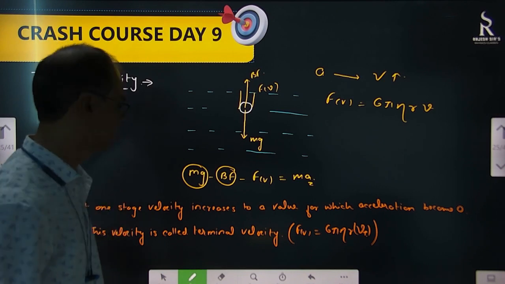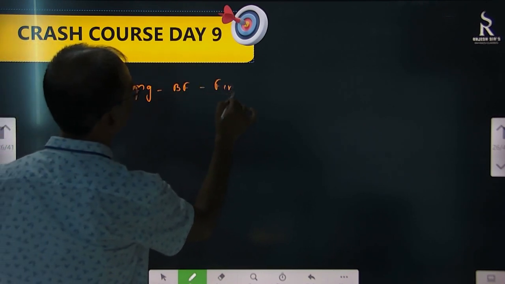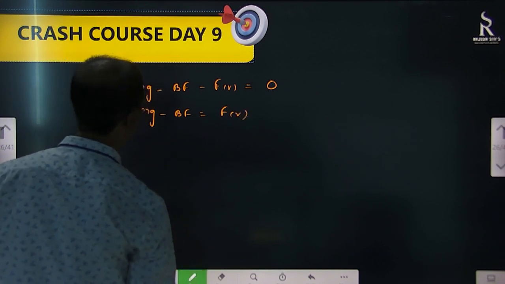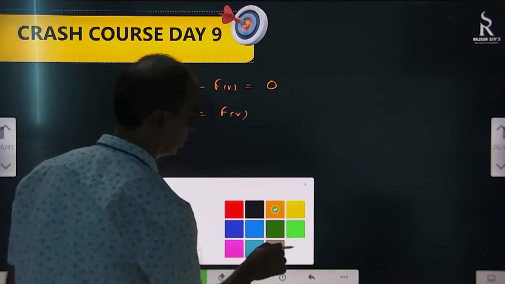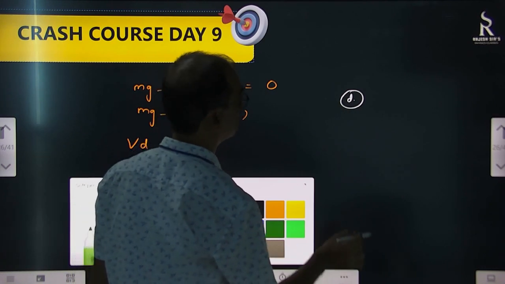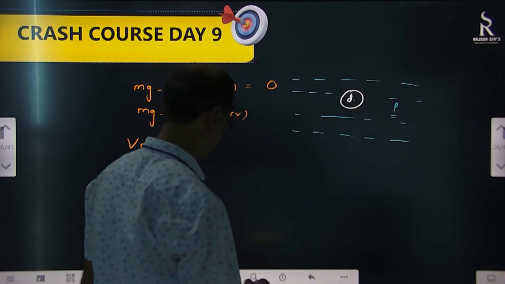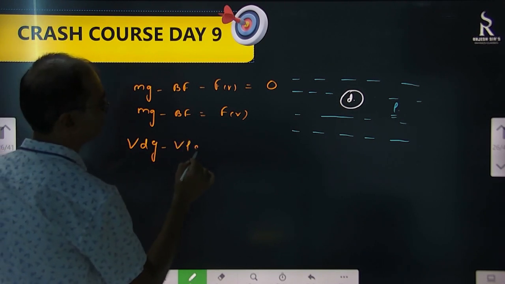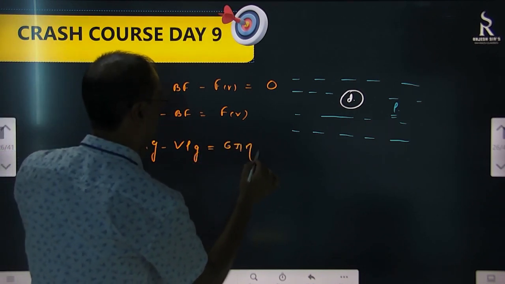So they ask us this value. Let's see, we'll find it. So what we have? Mg minus buoyancy force minus viscous force equal to 0, since acceleration is 0. So that means mg minus buoyancy force equals viscous force. Put the value. What is this? Volume into density of that bubble. This is the bubble here, its density is d, and the liquid's density we'll take as rho. So volume into density into g minus volume into density into g. Weight minus buoyancy force equal to 6 pi eta r Vt.